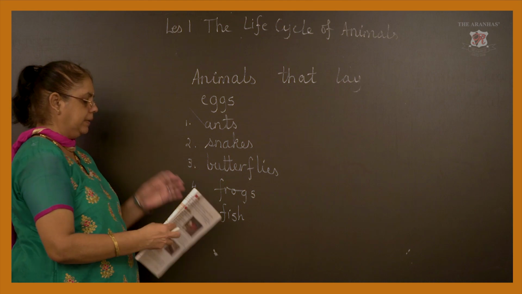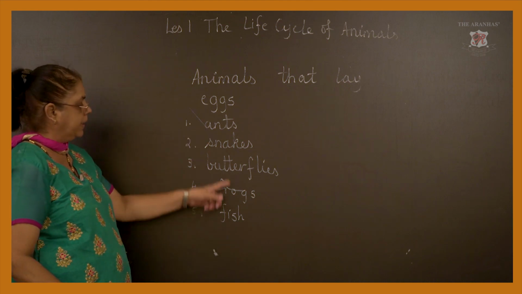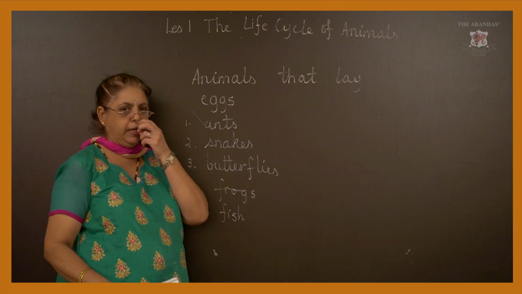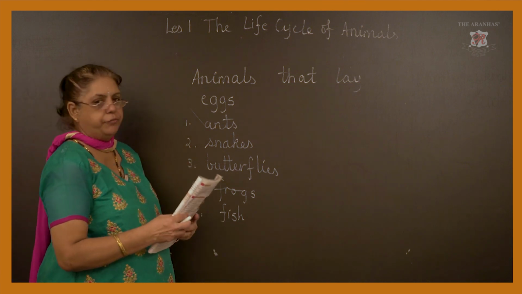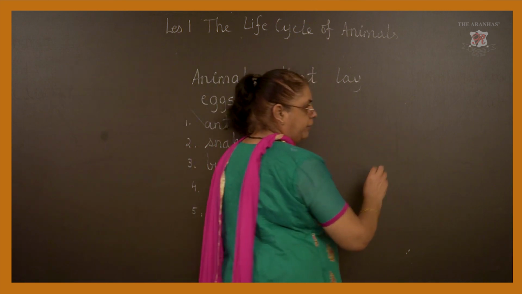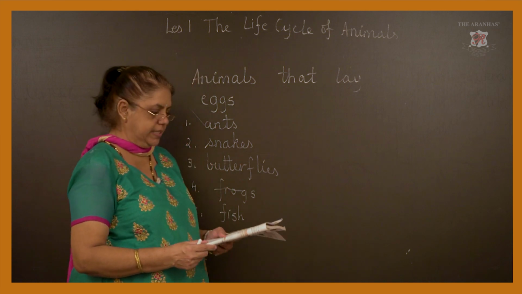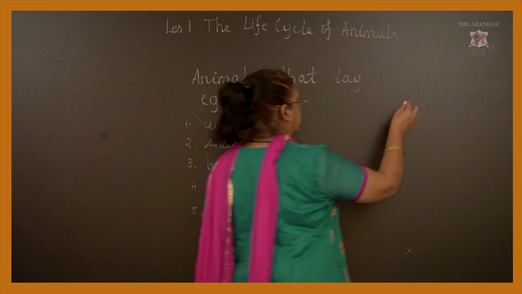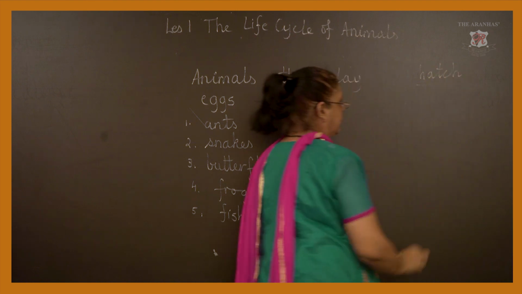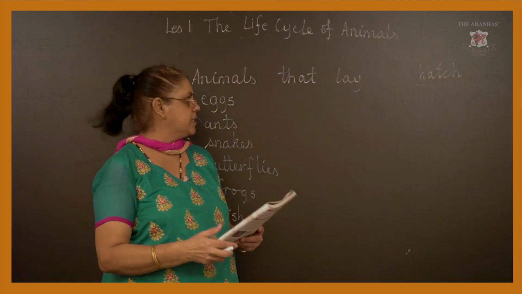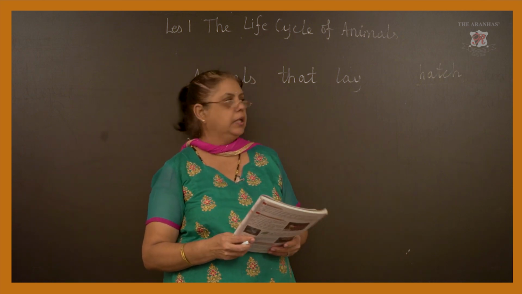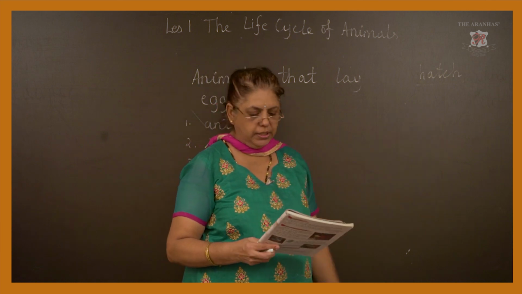Now these animals lay eggs, but the eggs are so tiny that we cannot see them, we can hardly notice them. But it is different in the case of a hen. The hen lays eggs which are big enough and we can notice them, we can see them. Now we learn a new term that is called hatch or hatching. Now what is the meaning of hatching? Now when a hen sits on the eggs to warm them, to give them warmth, we say that she is hatching her eggs.